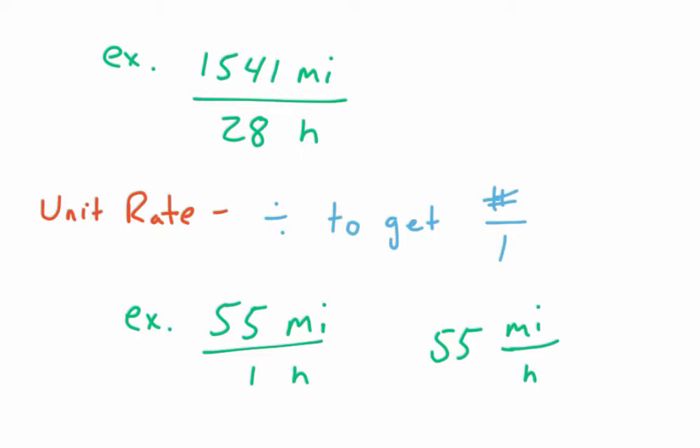The advantage of the unit rate is it's going to make it easier to solve stuff with that. Say, how far did you go in 4 hours? You drove 4 hours until supper time. How far away from Grand Rapids were you when you had supper? It's easier to use the unit rate as opposed to the original one, the 1,541 divided by 28.